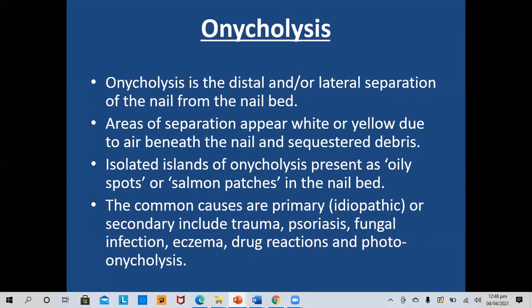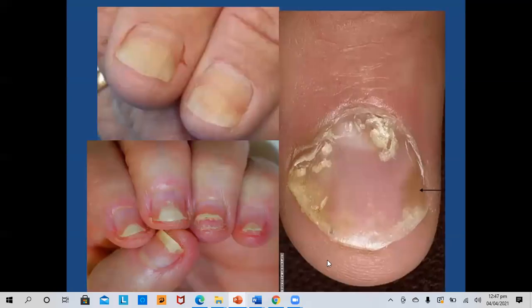Isolated islands of onycholysis present as oil spots or salmon patches on the nail bed in patients of psoriasis. The common causes are primary idiopathic or secondary, which includes trauma, psoriasis, fungal infection, eczema, drug reactions, and photoonycholysis.